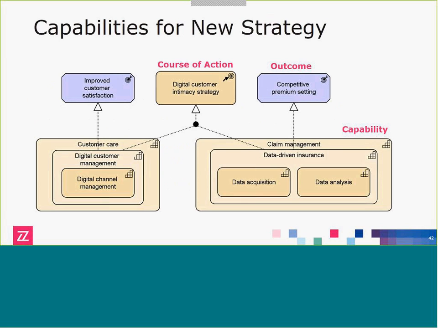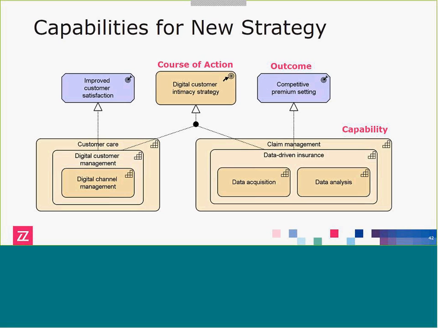So first of all, we need to address these capabilities that ArchiSurance needs. So it's this new strategy, a course of action in ArchiMate. And if you look at the symbol, it's an arrow towards a goal. So that's the course of action symbol. And capabilities to realize these two outcomes of improved customer satisfaction and premium setting. Those are capabilities it didn't have already. So these are really new.